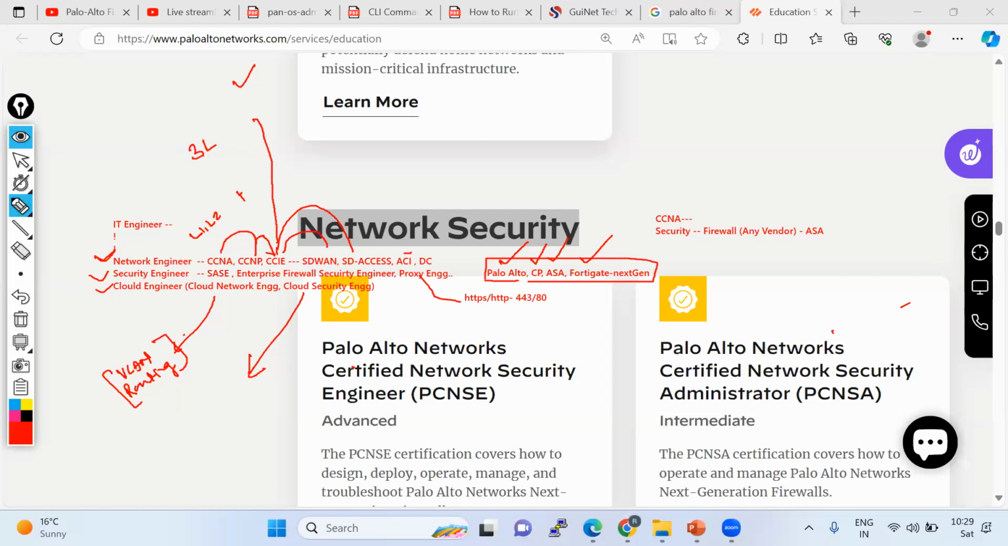Guys, you can now unmute yourselves and ask your query if you have anything till now. Yeah, Gaurav, you want to ask something?